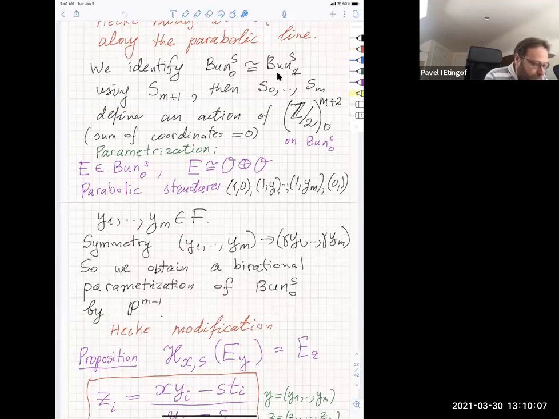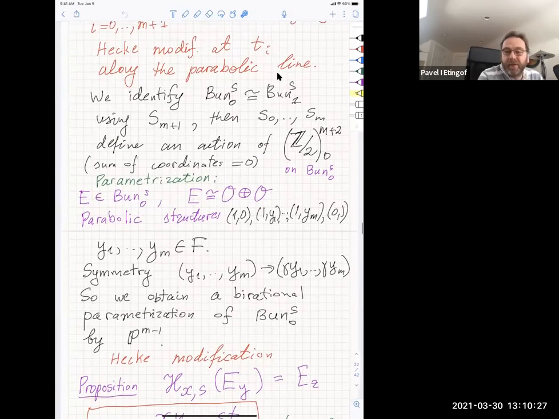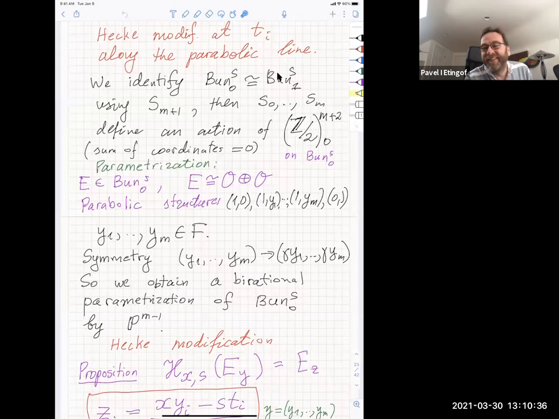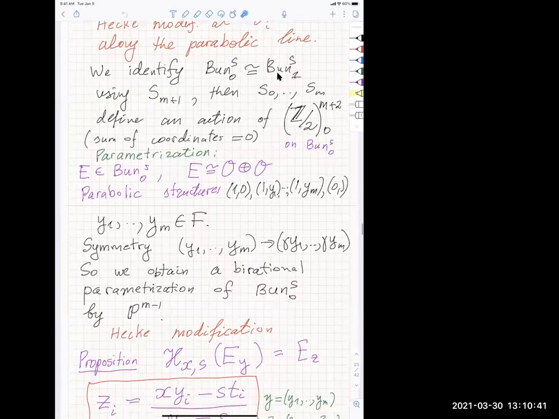In fact, it turns out that this band 0s is some kind of blow up of this P m minus 1. And for integration theory, it doesn't matter what precise structure it has, although it does matter if you want to really understand things. So any questions up to this point? Andrea, is the speed okay? Yes, Pasha, it's okay. Okay.